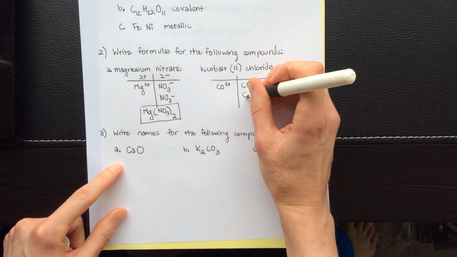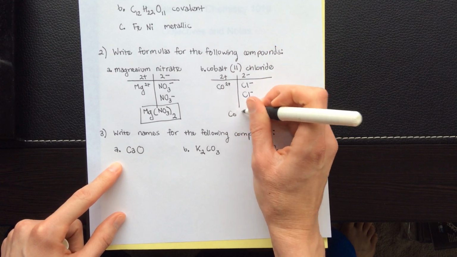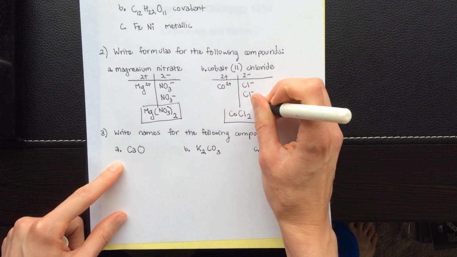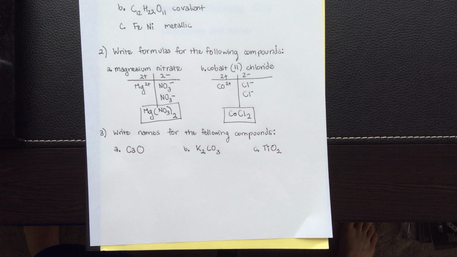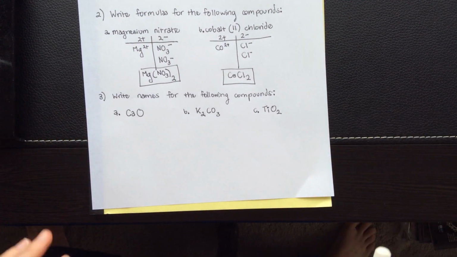So you can see I'm going to need 1 more chloride to balance the charges out. So it's going to be CoCl2. Okay, so you might need a little bit of review on that, but most people were pretty good at that once they practiced. So there's those questions.